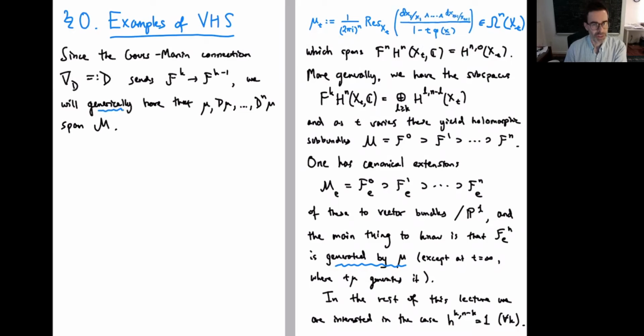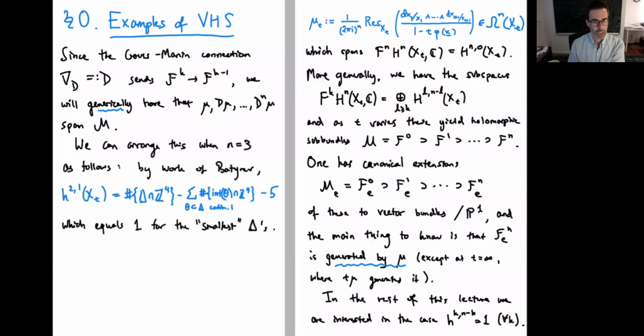Now, since this Gauss-Manin connection, nabla_D, which I'm going to write just as D, sends F^k to F^{k-1} by Griffiths transversality, we will generically have that mu and its nabla_D derivatives are enough to span M under this assumption again. So we have a rank n+1 cohomology bundle, and these give sections that span it and all of the Hodge flags if you take the right subsets. And we can arrange this when n equals 3 as follows.